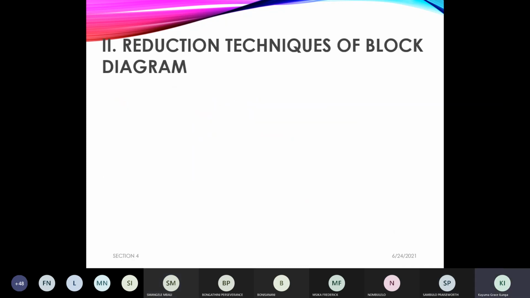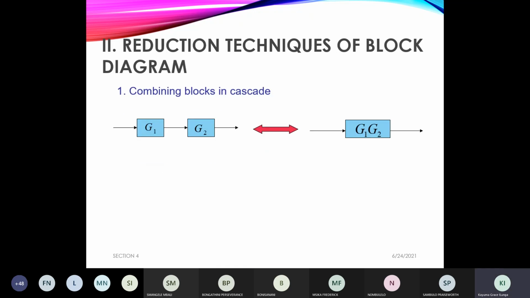So now we are going to see the techniques to reduce the block diagram. When they give you the block diagram, you need at least to have these techniques in mind to be able to reduce a block diagram. The first thing you need to look at is the cascades. Because the cascades are easy to reduce, when you see in the block diagram there is a cascade, you need to say, okay, let me first reduce the cascades. You know that the cascade is just to do the product of the transfer functions, then you have reduced it.